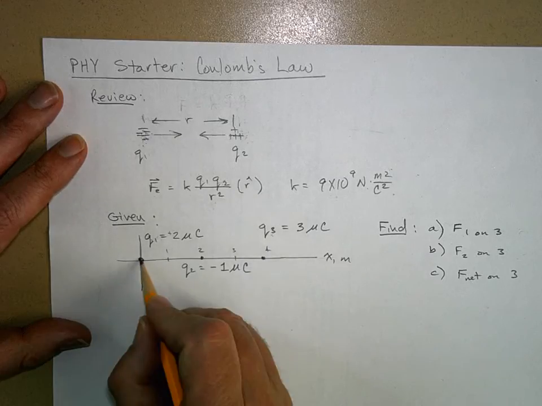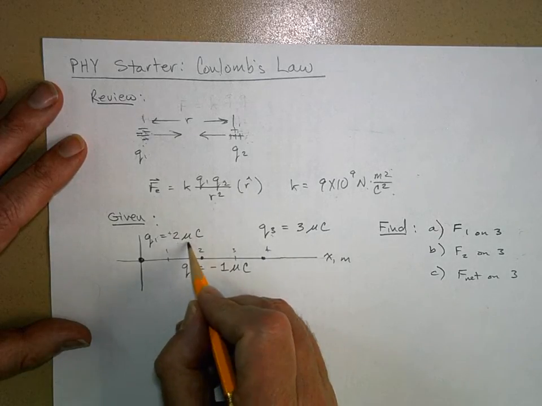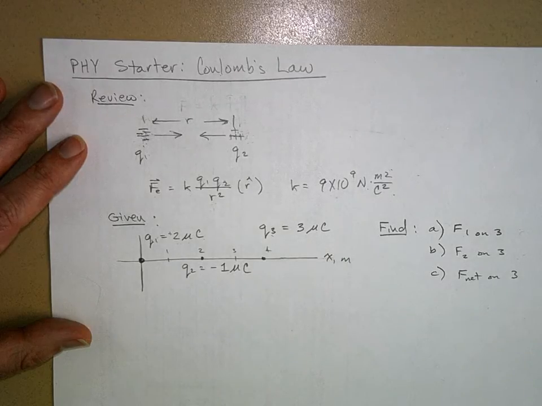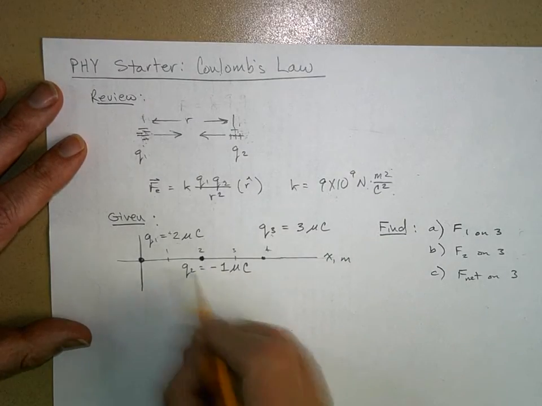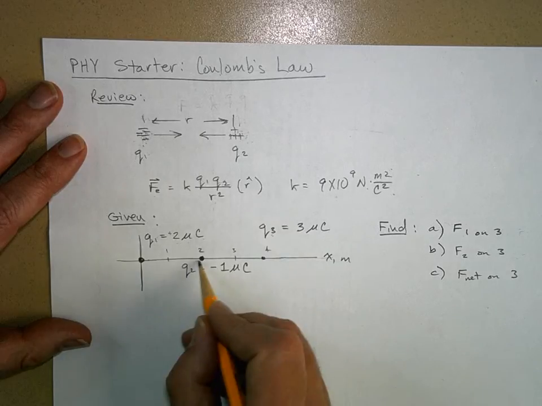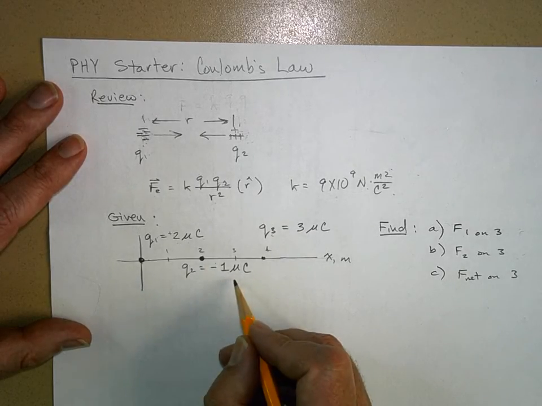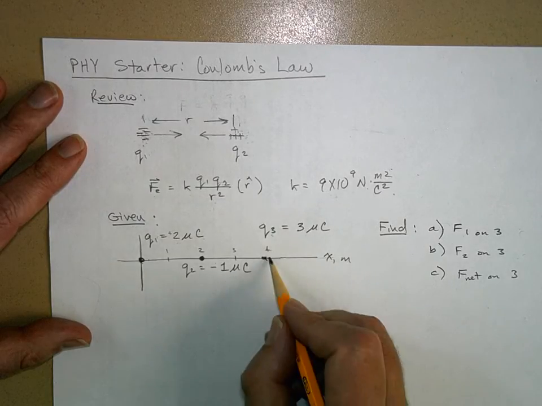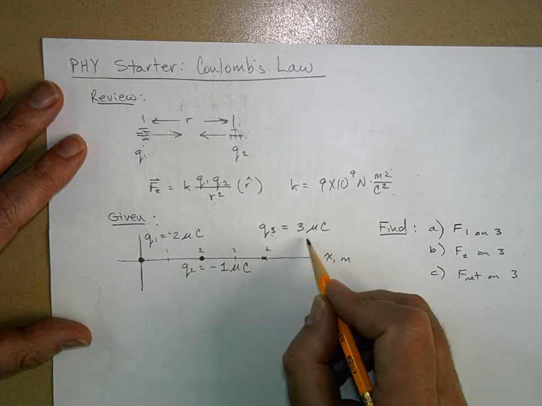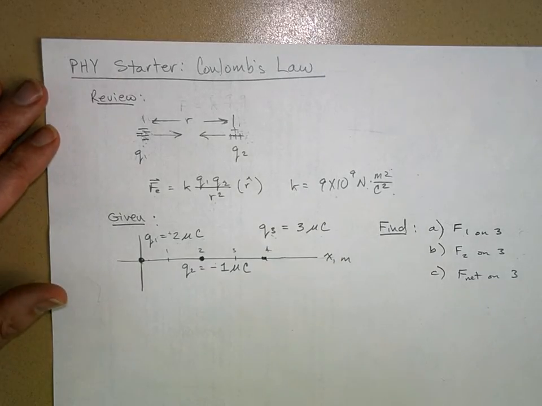Use Coulomb's law. Let's say Q1 is right here, and I'm going to give it a positive 2 microcoulomb charge. Here's Q2, at x equals 2 meters, and it has negative 1 microcoulomb. Then another 2 meters away, at x equals 4 meters, I'm going to put a third charge that's 3 microcoulombs.